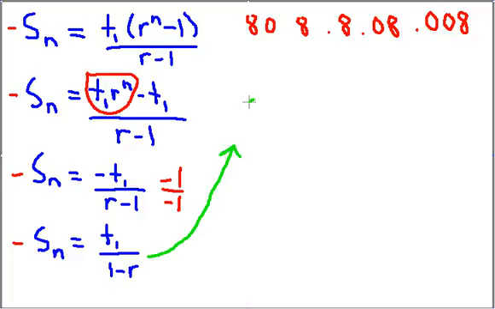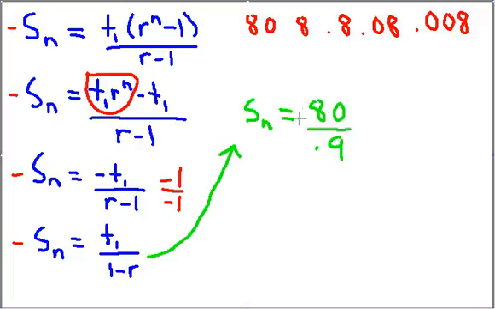Plug it in. S sub n is going to equal t1. Well, our first term is 80. That's what t1 is. And then we're going to divide that by 1 minus r. Well, what is r? What is the rate that we multiply each term by to get our next term? Well, our rate is 0.1, or 1/10. Well, what is 1 minus 0.1? Well, 1 minus 0.1 is simply 0.9. So I'm going to erase this and just rewrite 0.9, which is the same thing as 9/10.